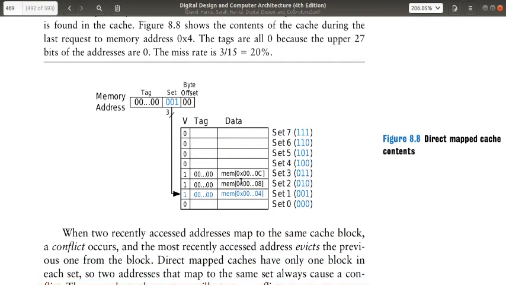And this is the final configuration, or how the cache will look. There is no conflict here, so there is no issue. There is no need to remove some value and put other data into that. Okay.